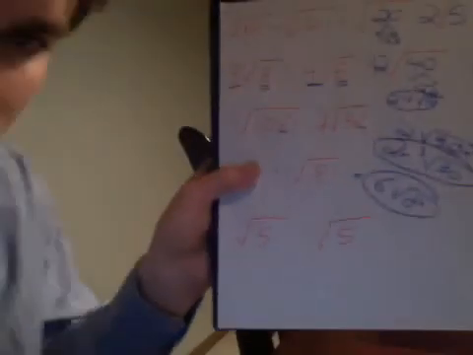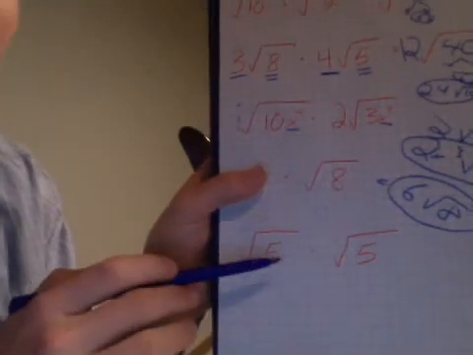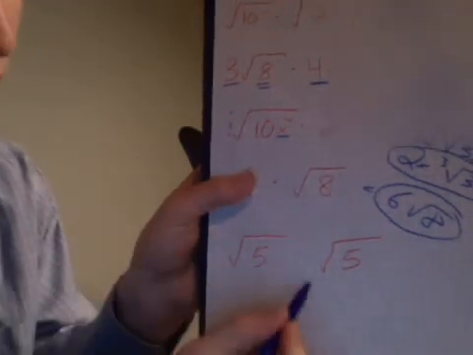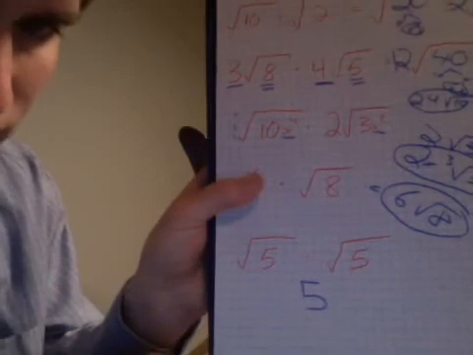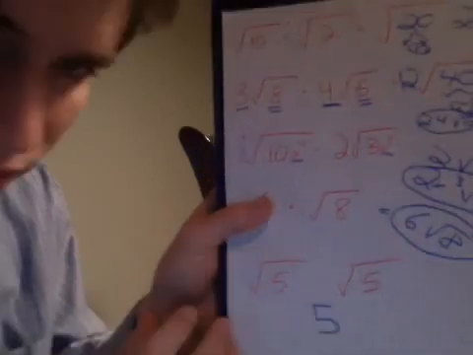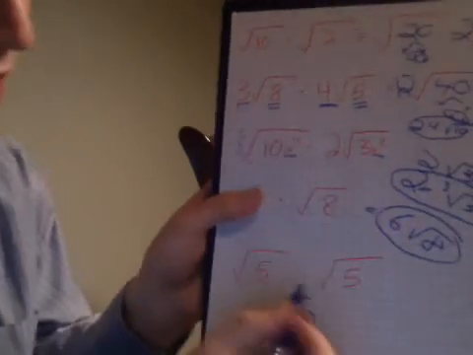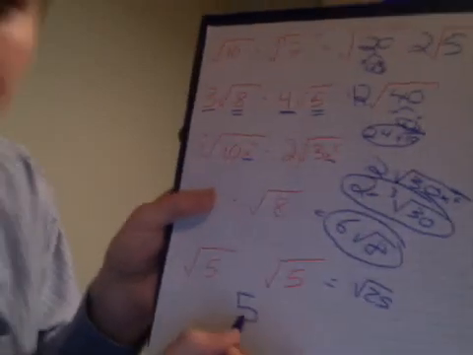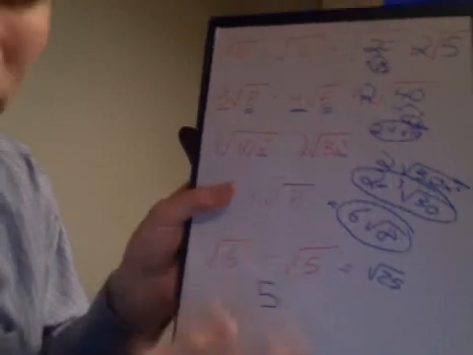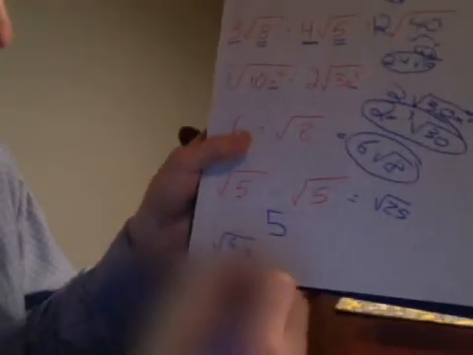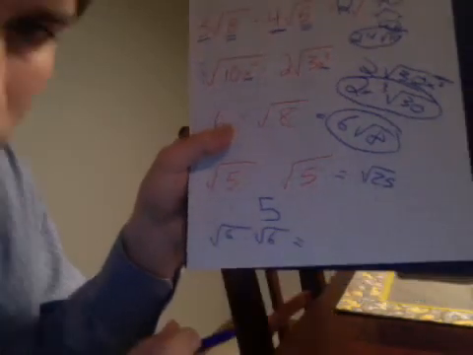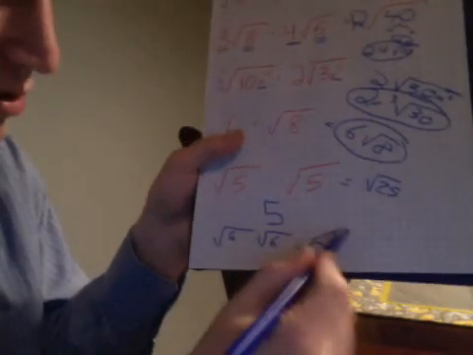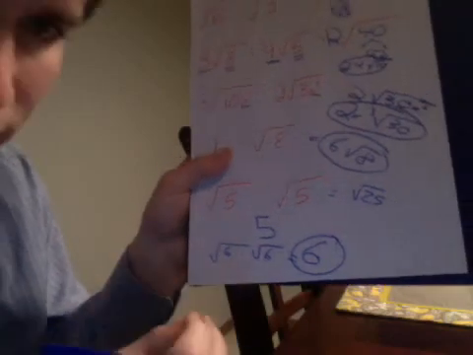Lastly, when you have the square root of 5 times the square root of 5, it's just 5. Not square root of 5. Technically it's the square root of 25, but we know that to be 5. So since we've done radicals for a while now, I want us to know right off the bat, if you see square root of 6 times square root of 6, it's just 6. Square root of 8 times square root of 8 is just 8.